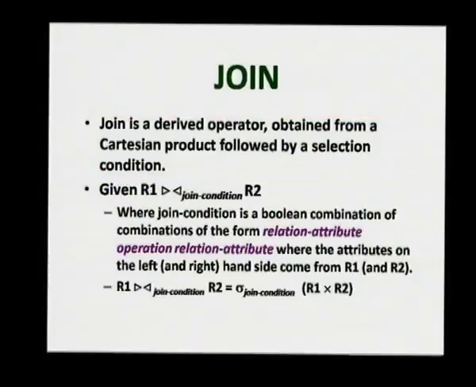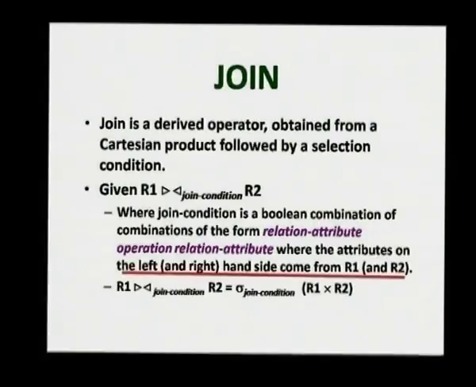Now, let us go back to join again. As I already told you, it is a derived operator and it can be obtained from a Cartesian product. Remember, we have already looked at Cartesian product followed by a selection condition. So, suppose we are given R1 join condition R2, where the join condition is a Boolean combination of the form relation attribute operation relation attribute, where the attributes on the left side come from R1 and the right side come from R2. So, this is basically the join operation.